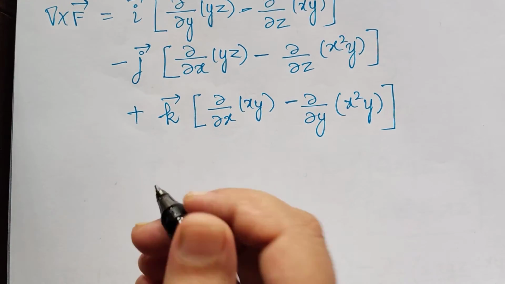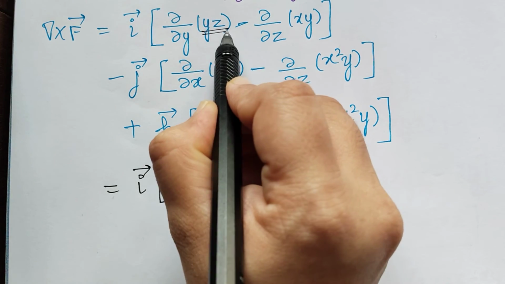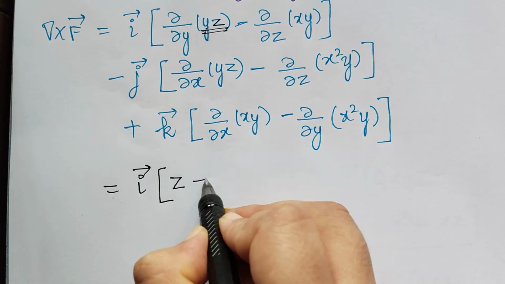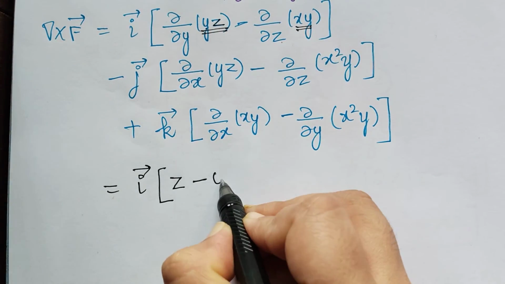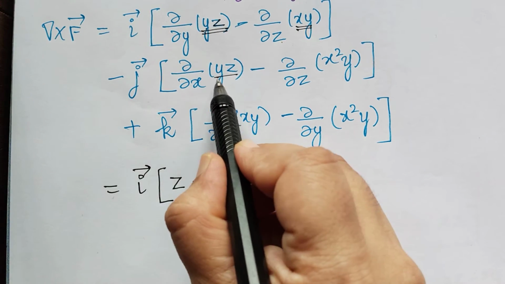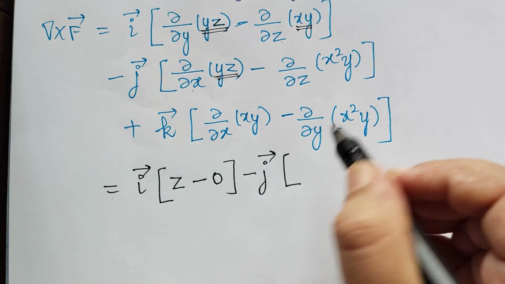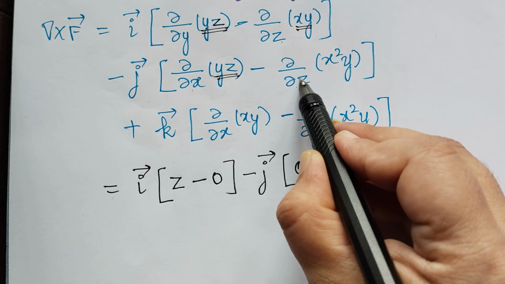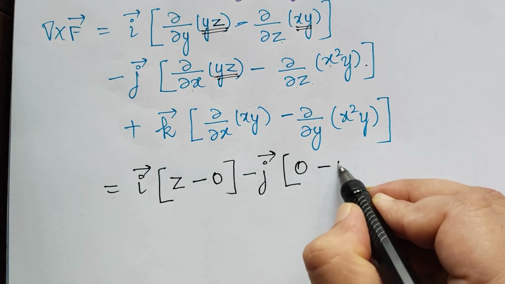So this will be equal to i vector multiplied with the partial differentiation of yz. So z will be constant, differentiation of y is 1, so we will be getting z alone. Minus partial differentiation of xy with respect to z. We do not have a z term over here, so it will be 0. Minus j vector multiplied with partial differentiation of yz with respect to x. We do not have an x term over here, so as a whole they will be constant, and on differentiation they become 0. Minus partial differentiation of x square y with respect to z. We do not have a z term over here. x square y will be constant as a whole, and they become 0.